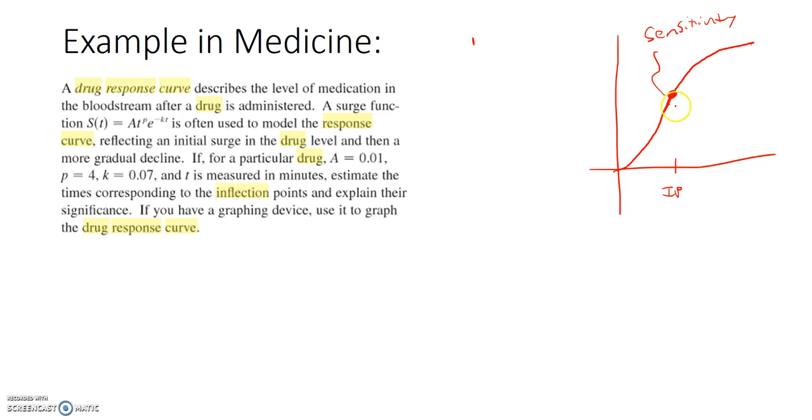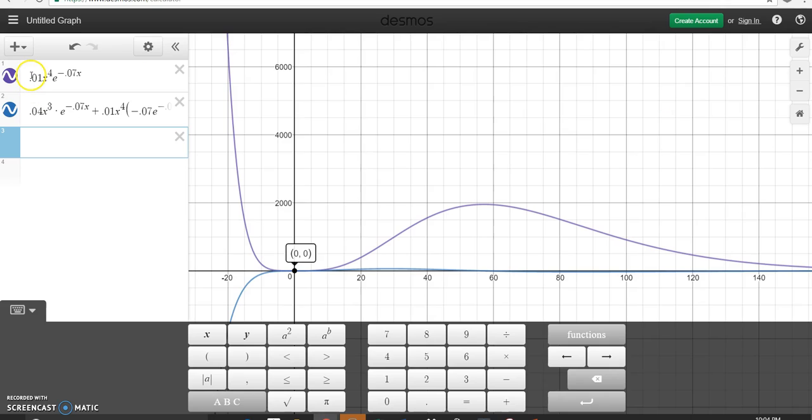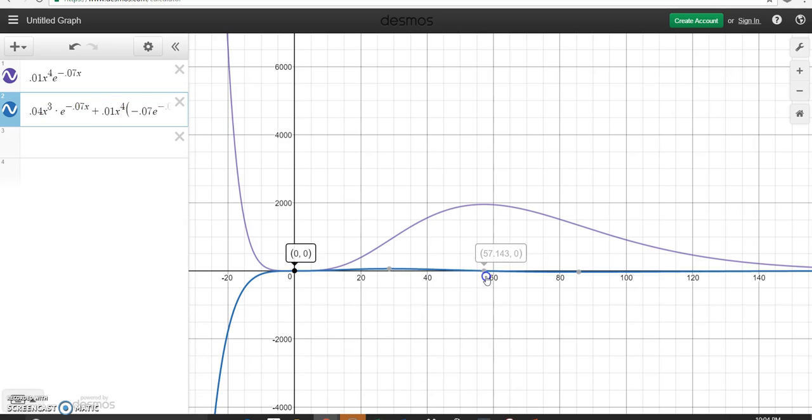So if the rate of change at the inflection point or just before that is too high, that the amount in the bloodstream is growing at a very rapid rate right there, you may notice that that person is very sensitive to that drug. And in this case, if we go ahead and plot this, we can see where that point takes place roughly. So for these values a, p, and k given in this problem, the first derivative requires me to use a product rule because I have a product of 0.01x to the 4, a power function, and e to the negative 0.07x, an exponential function. So if I use the product rule, I can graph the first derivative, and what I should notice is that the first derivative corresponds to a maximum at the point 57.5, 143, and that is the dosage inside the bloodstream.